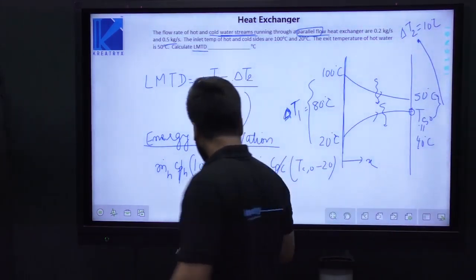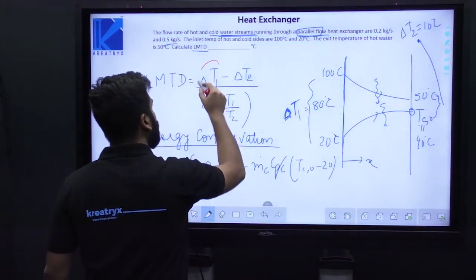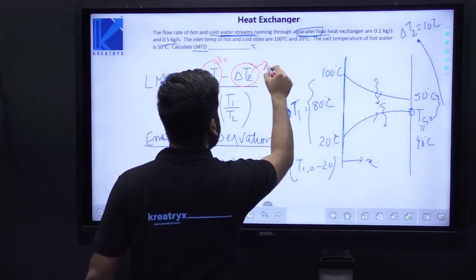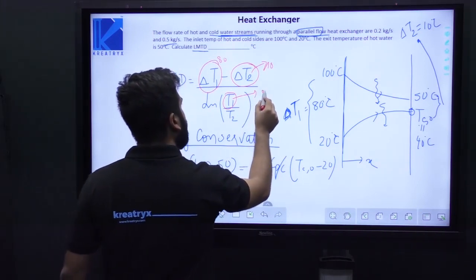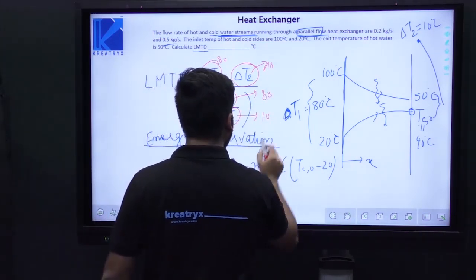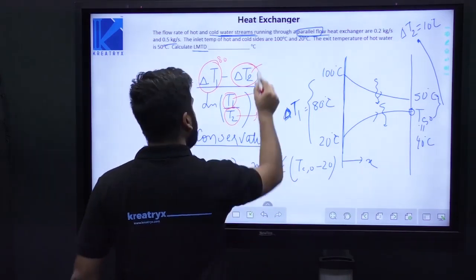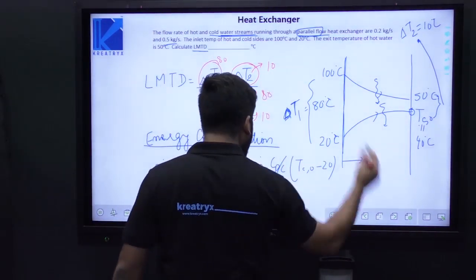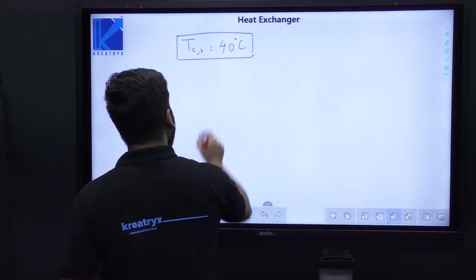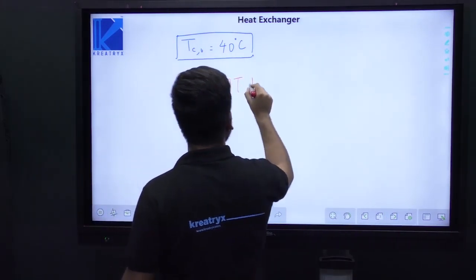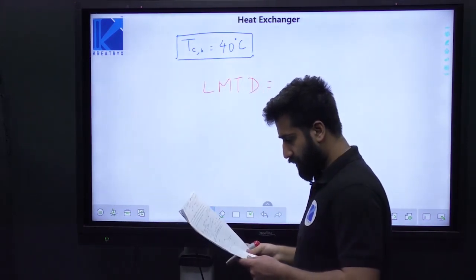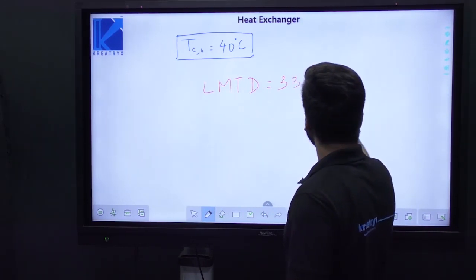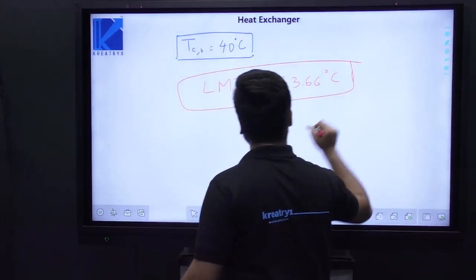Okay. Now you have delta T1, which is 80 degrees Celsius, and delta T2, which is 10 degrees Celsius. This is 80, and this is 10. Okay. You have all the data with you. Find LMTD, simple. And the value of LMTD, giving you the answer, will be equal to 33.66 degrees Celsius. This is the answer.